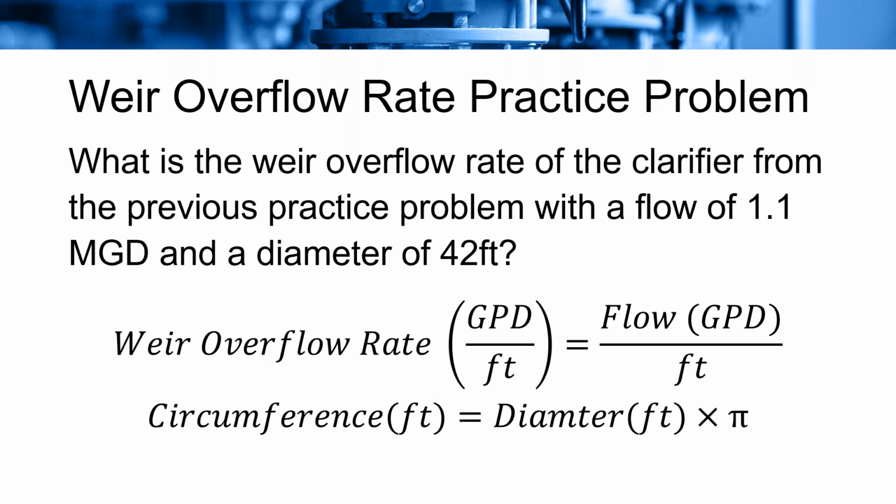So the question is, what is the weir overflow rate of the clarifier from the previous practice problem with a 1.1 mgd flow and a diameter of 42 feet? We'll let you solve this for about a minute or two, and then we'll throw up the poll.